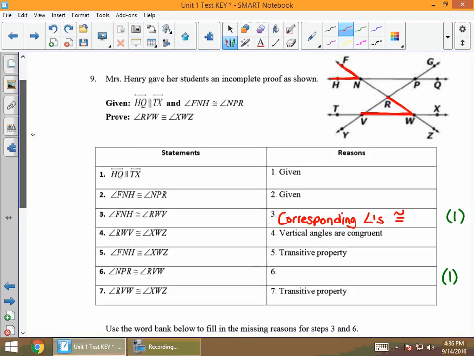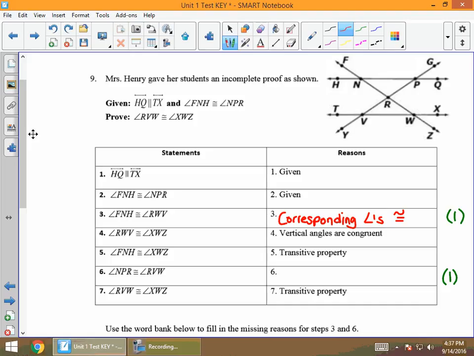I'm going to continue on. The next one says that RVW is congruent to RWZ because vertical angles are congruent. And then we have the transitive property. And then line 6 says that I have NPR.